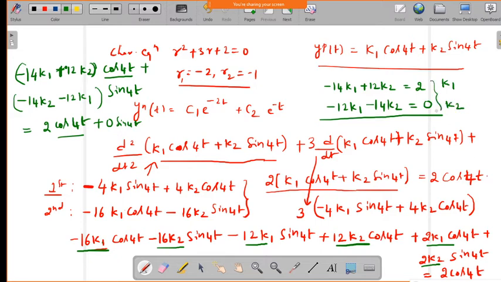So k1 is minus 6 by 13 and k2 is minus 7 by 13. All of you got this? Anybody have different answers?